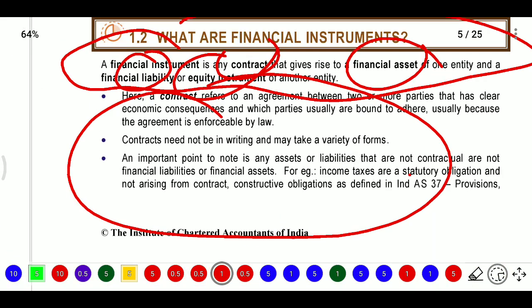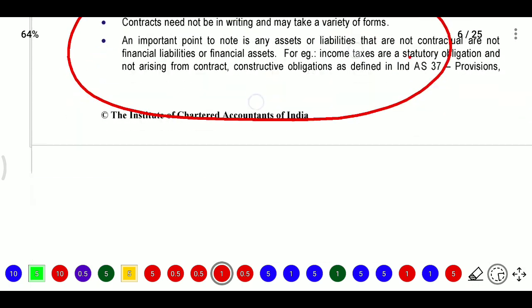A contract need not be in writing, it may take a variety of forms, and it may be between two parties. There may be assets or liabilities that are not contractual, such as income tax liabilities, that is, statutory obligations not arising from contracts. In some cases, with tax or statutory liabilities, there is no contract but they will arise. In some cases there will be a constructive obligation.